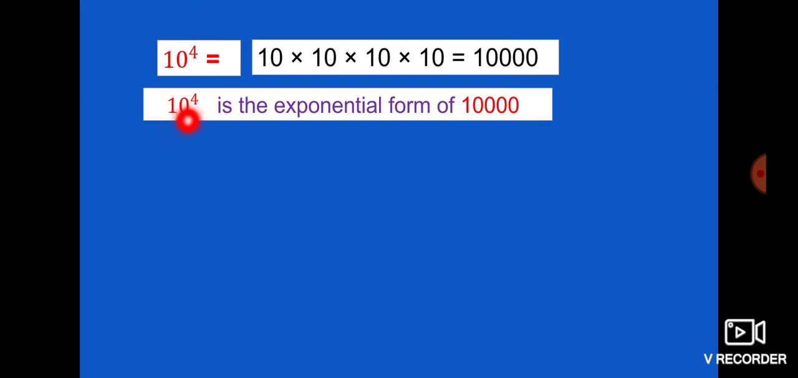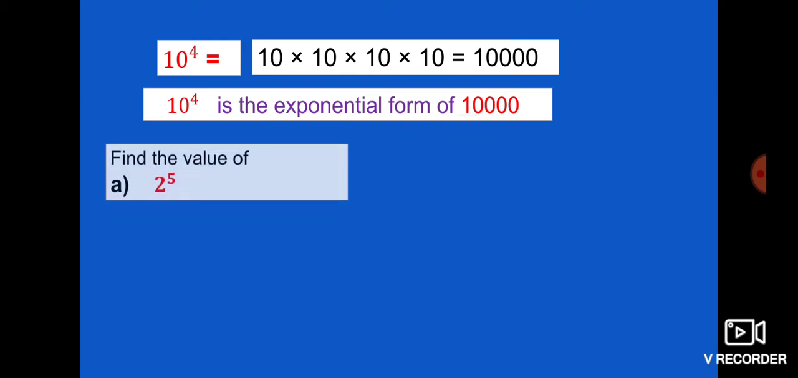We know 10 raised to 4, read as 10 raised to 4, is the exponential form of 10,000.